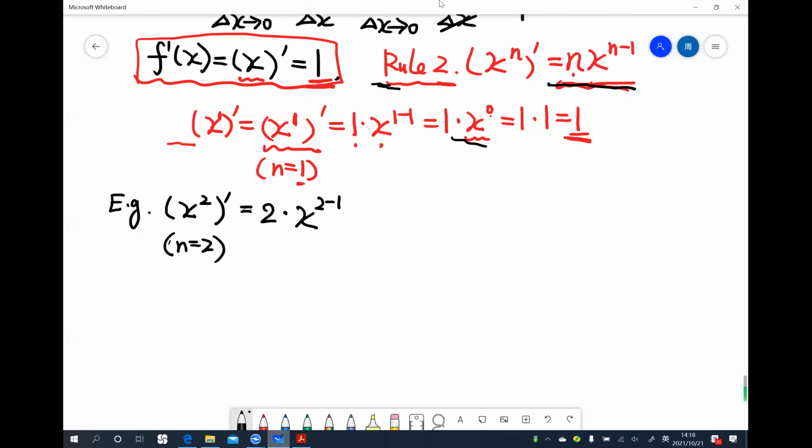Yes, yes. Yeah, this is rule number 2. This is a very basic formula. So you have to understand.